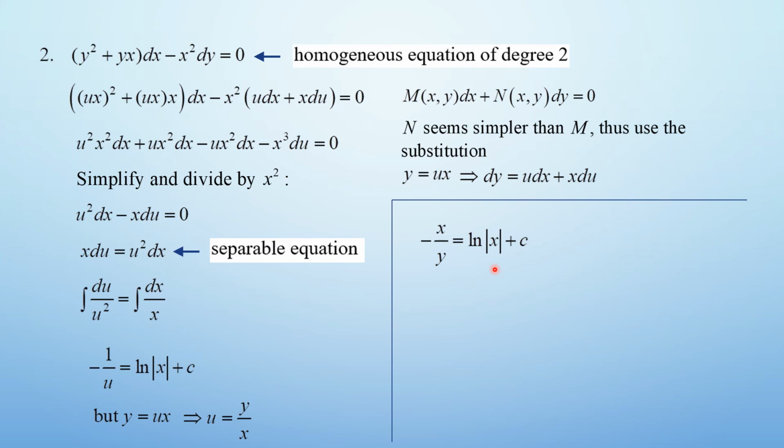Let us figure out how to transform this to explicit solution, and we can do so by getting the reciprocal of the left side of this equation. So that will be negative y over x, and we do the same for the right side. The reciprocal of the right side of the equation is 1 over ln of absolute x plus a c. And now we can express y explicitly in terms of x. So y is equal to negative, okay, bring x to the other side, negative x divided by ln of absolute x plus c. Okay, so this is the explicit solution for the given homogeneous equation.